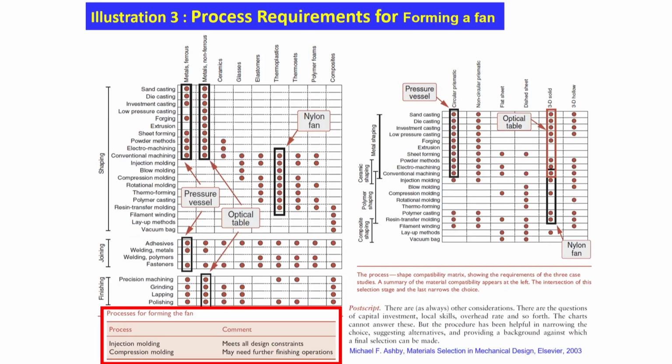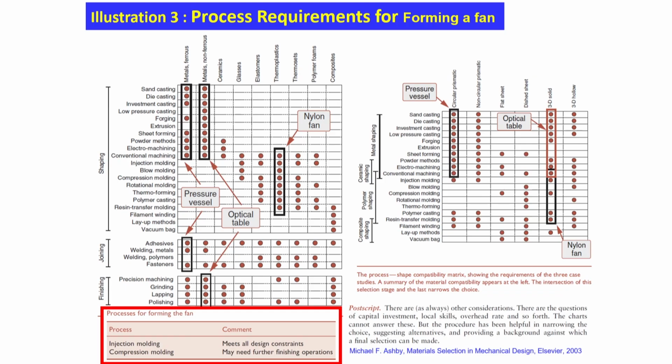Now, many processes exist: shaping, joining, finishing, as I have written here. In shaping you can have sand casting, die casting, blow molding, compression molding, polymer casting, resin transfer molding, so many things. Which one will you use? This is not a metallic component, so why use casting techniques? Casting techniques are not required. Casting, forging and extrusion are good for metals.